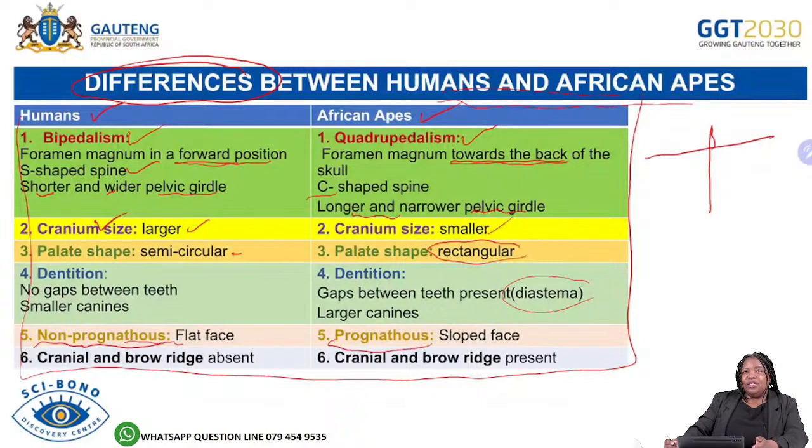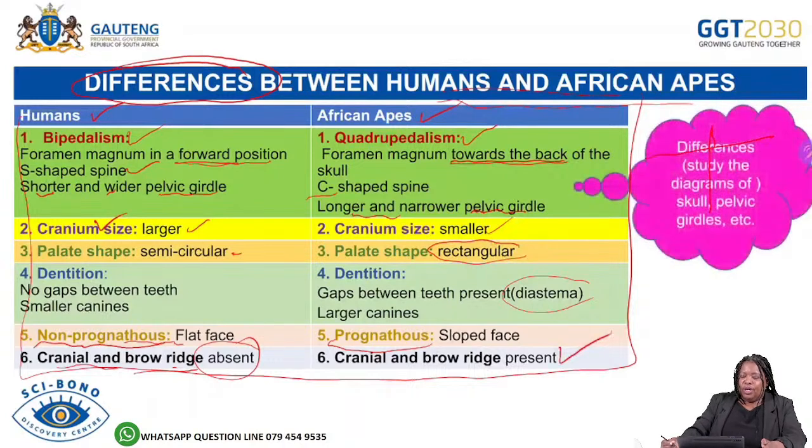Still on the differences between humans and apes, with humans the cranial and brow ridge are absent. We don't have the brow ridge. I'll show you what I'm talking about. Now, in terms of the African apes, the cranial and brow ridges are present. I'll show you what I'm talking about when I talk about those cranial and brow ridges.